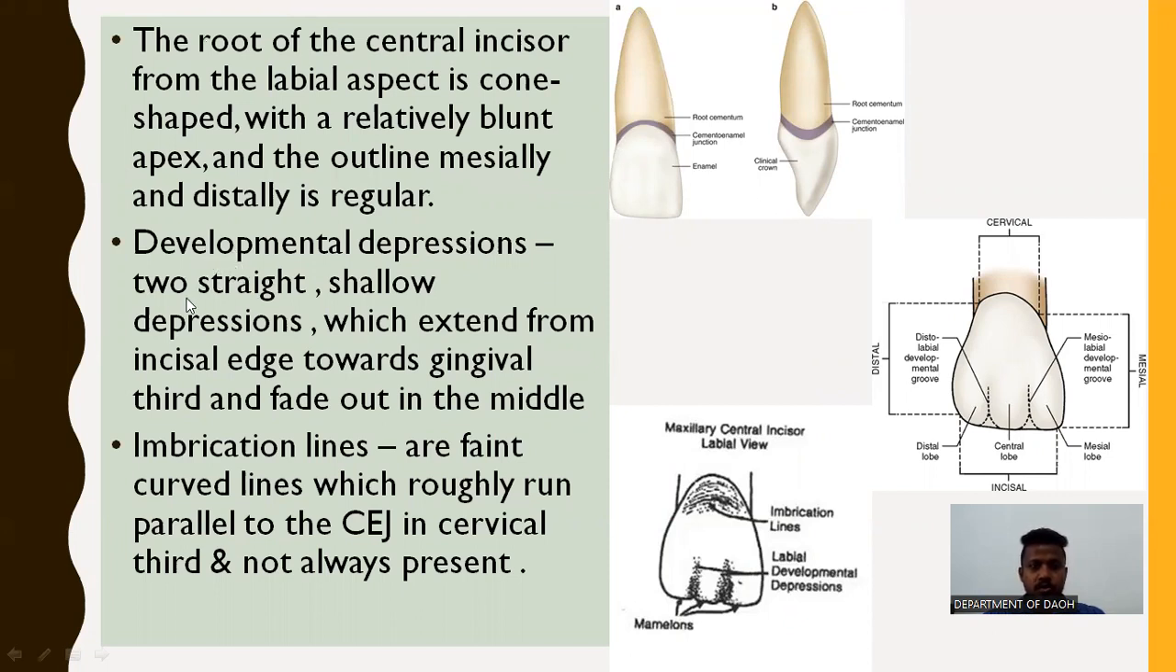You can see development depressions. That is, two straight shallow depressions which extend from the incisal ledge. These are the two developmental depressions, which are shallow and extend from the incisal ledge towards the gingival third and fade out in the middle. If you divide the labial aspect of the central incisor, you can divide it into gingival or cervical one-third, middle one-third, and the incisal one-third.